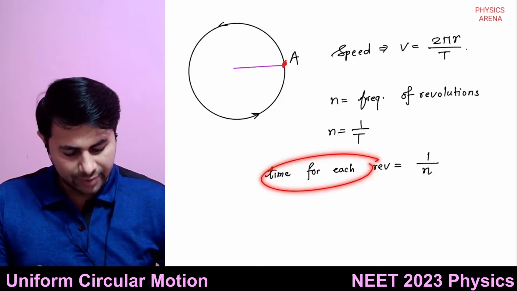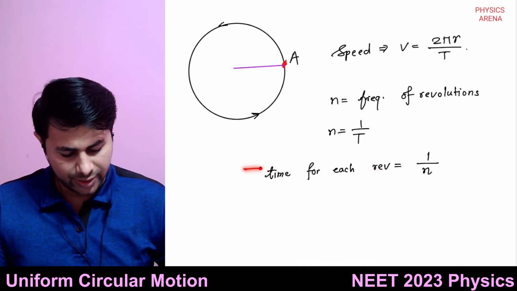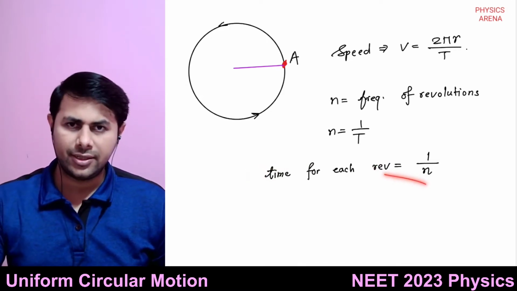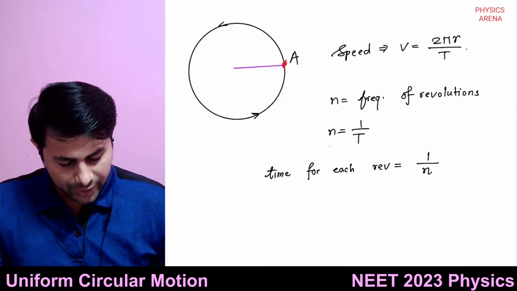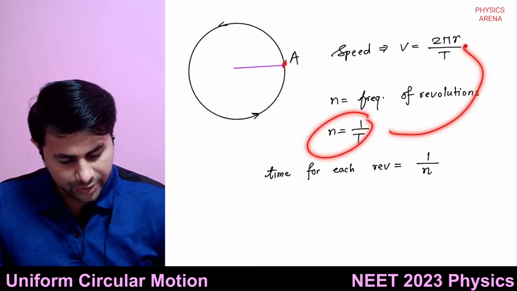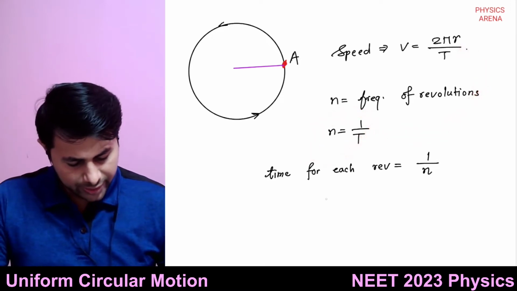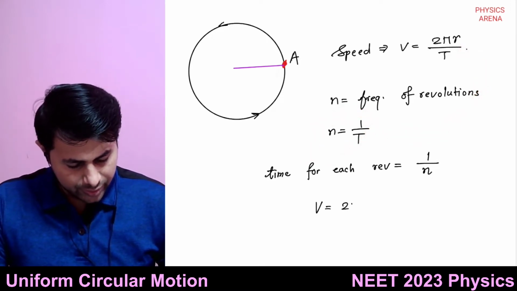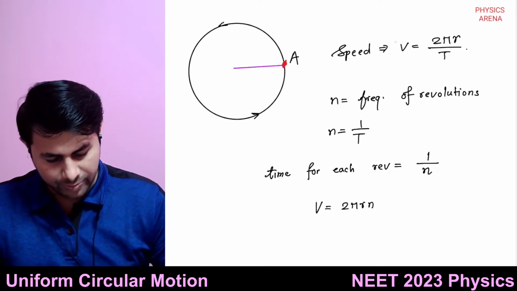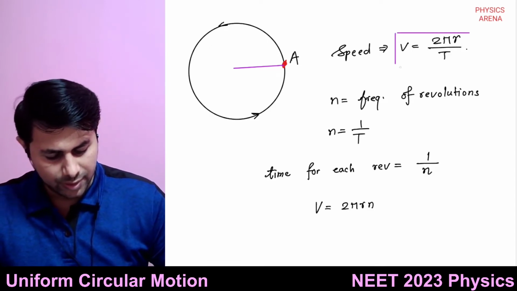Okay, so that time we call the time period, t. So you know this n on the left side, t on the right hand side. So n is equal to 1 upon t. Okay, and you substitute that here. So what do you get? V is equal to 2 pi r multiplied by n. This is another formula for speed of a particle in circular motion.